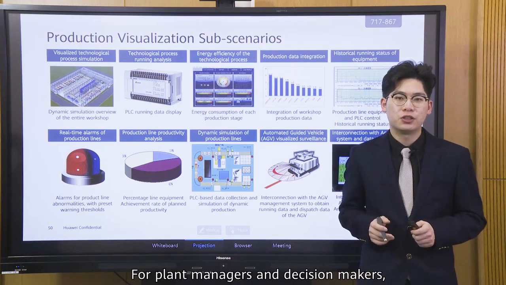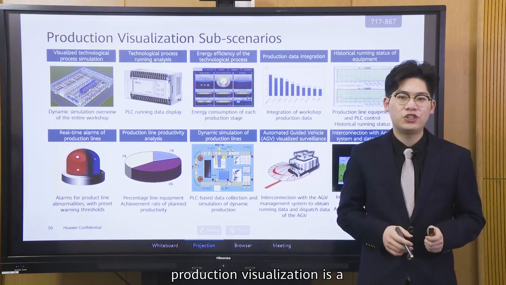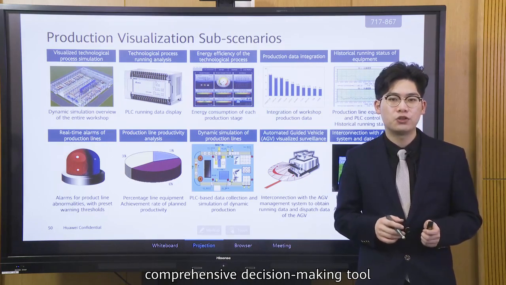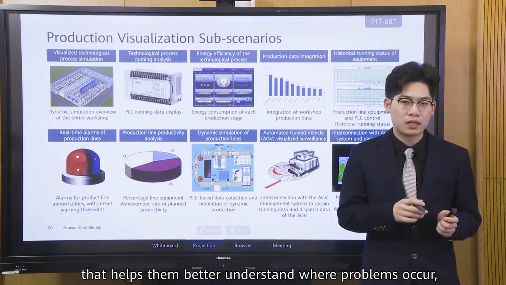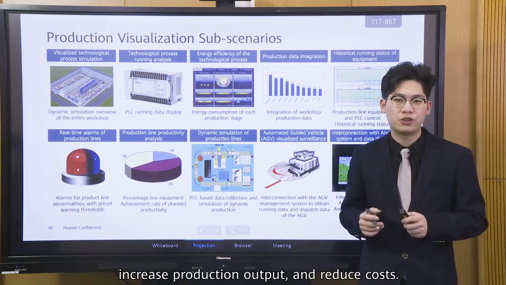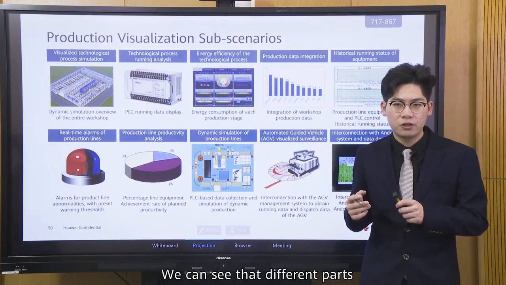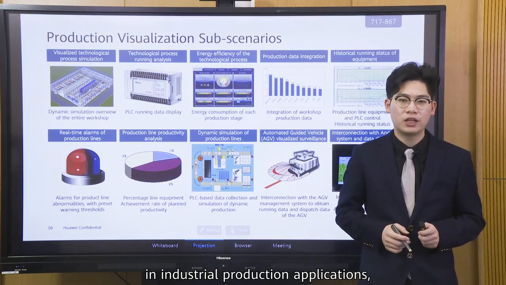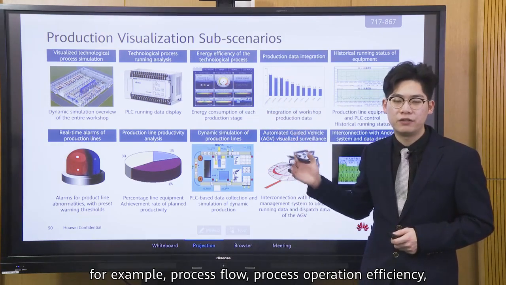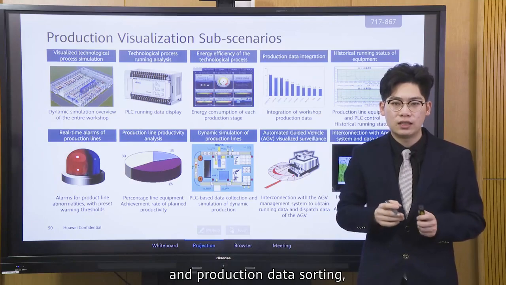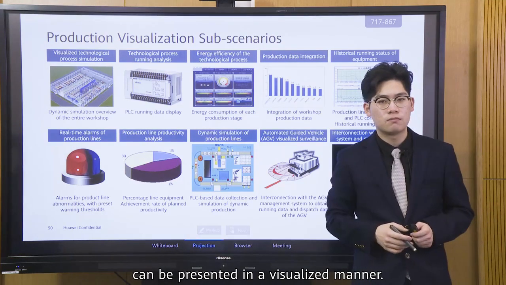For plant managers and decision makers, production visualization is a comprehensive decision-making tool that helps them better understand where problems occur, increase production output, and reduce costs. We can see that different parts in industrial production applications, for example, process flow, process operation efficiency, and production data sorting, can be presented in the visualized manner.